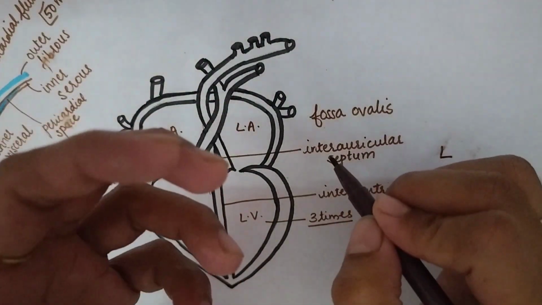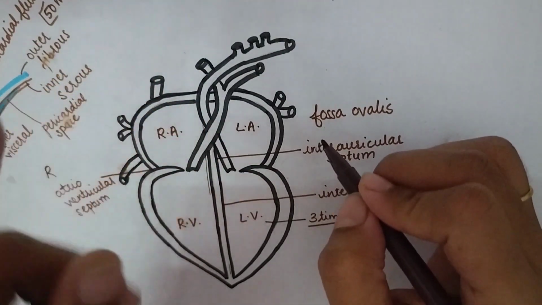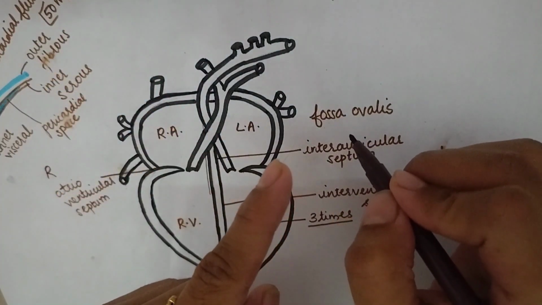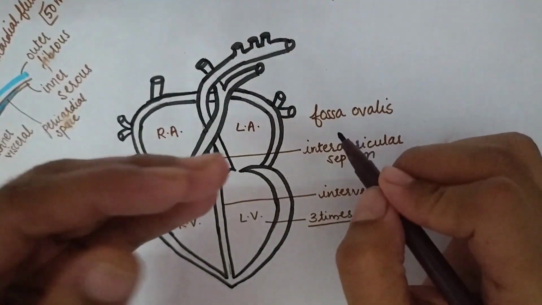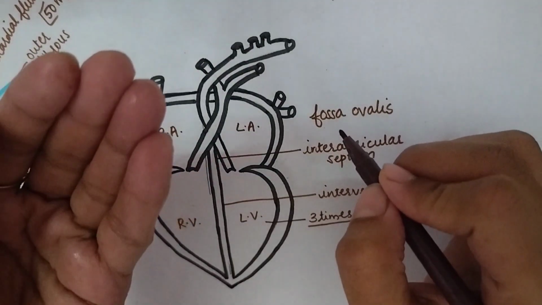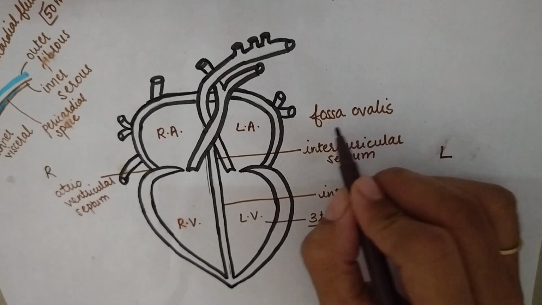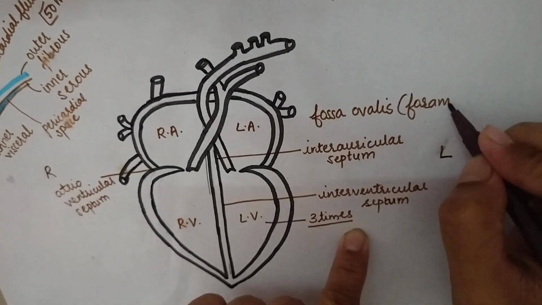So in fetal life, the heart is not well developed. During that time, there is an opening between the right and the left atria. That opening is foramen ovale, and after birth, this opening gradually closes and there is left a depression. This depression, this oval depression, is fossa ovalis, which is a remnant of foramen ovale.